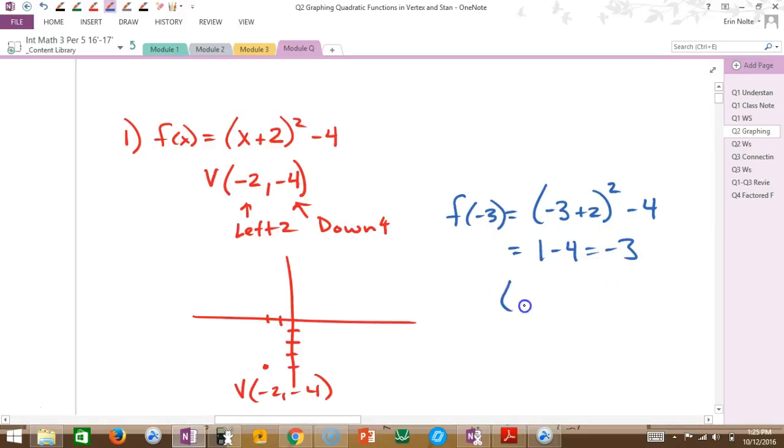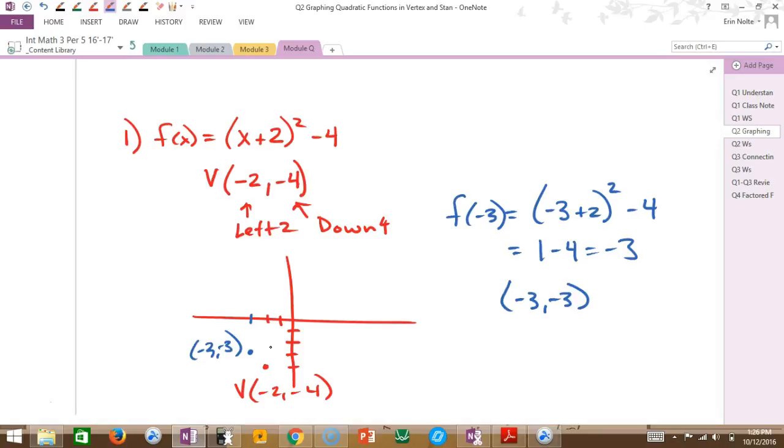So would we all agree that I just found the point (-3, -3)? Right, that's an ordered pair. We just plug that in. Okay, so if I plot this, it would be right, let's see, (-3, -3) right there. And make sure when you graph these that you label your points. Don't just put them down, because it's sometimes hard to tell where you're putting points.